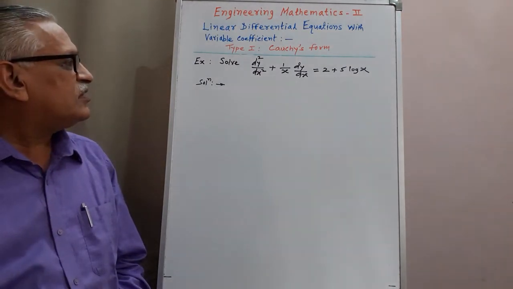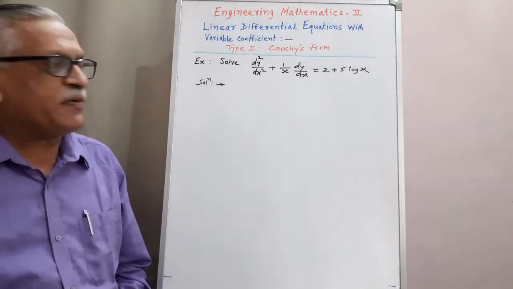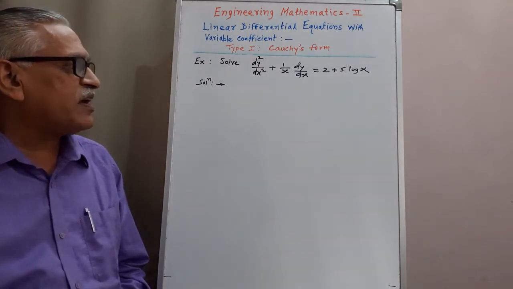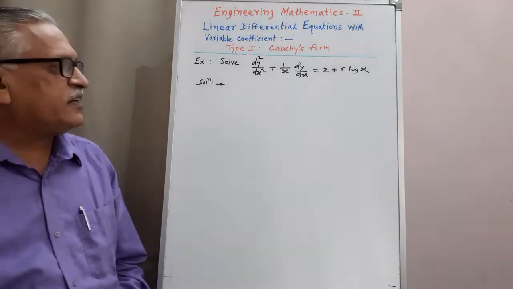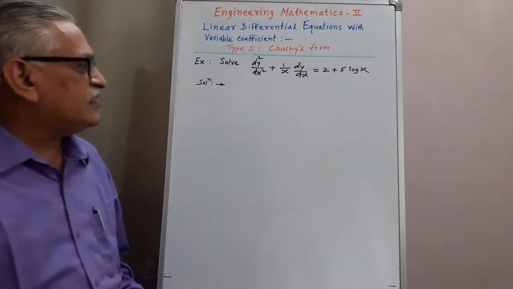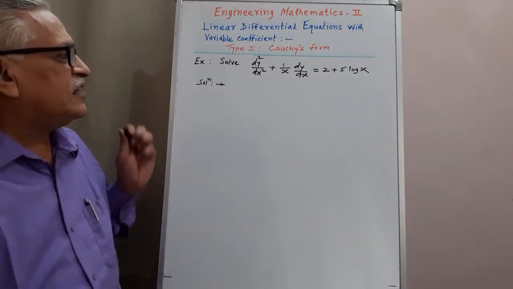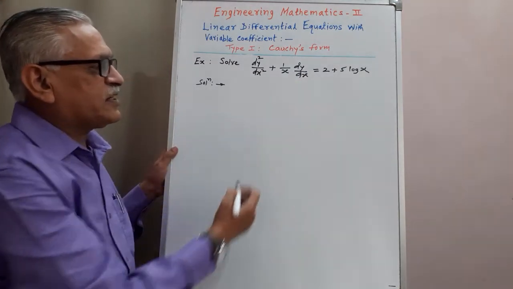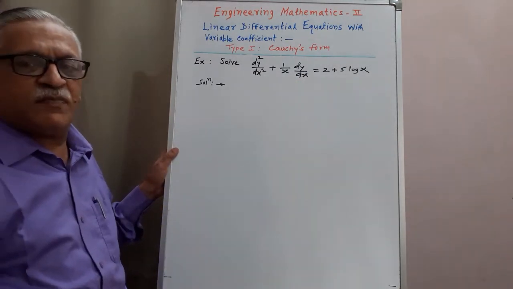Let us solve the problem. d2y by dx square plus 1 by x into dy by dx is equal to 2 plus 5 log x. If you observe the term here, dy by dx is multiplied by 1 by x, a variable coefficient.